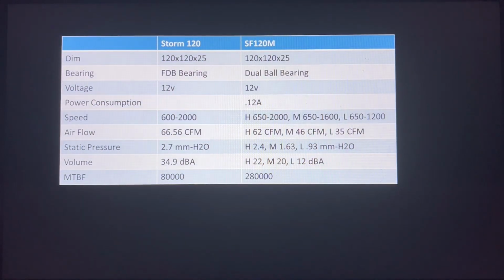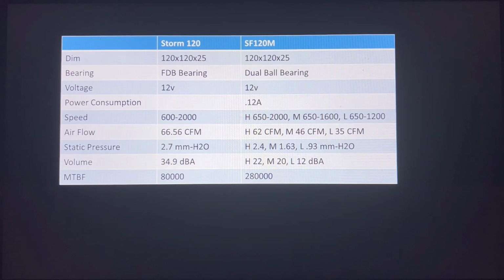Alright, first some basic spec information. On the left side we have the Storm120. On the right side we have the SF120M. The Storm120 uses an FDB bearing, while the SF120M uses a dual ball bearing. Both are 12 volt. The RPM range for the Storm is 600 to 2000. The Storm has a variety of speed settings, but the main one to keep note of is the high speed, and it goes from 650 to 2000, so a very similar speed range. And of course you can set it to low, but personally I don't see a reason to do that.